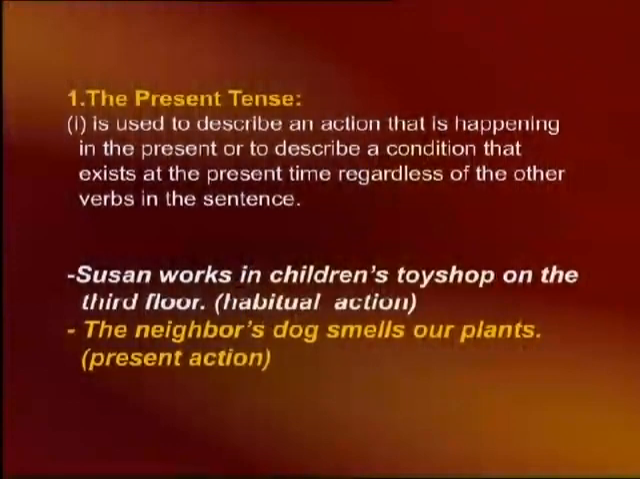Let's take the first one, the present tense. Now, the present tense is used to describe an action that is happening in the present, or it is used to describe a condition that exists at the present time regardless of the other verbs in the sentence. For example, Susan works in children's toys on the third floor.